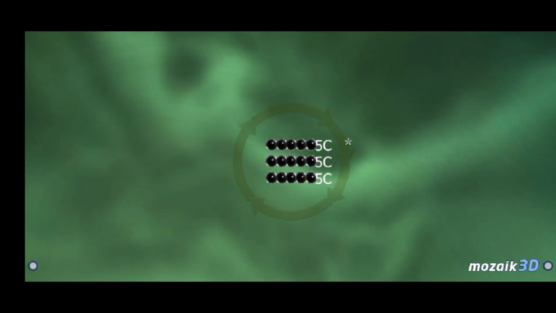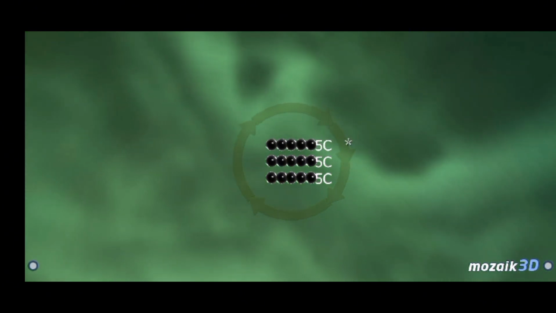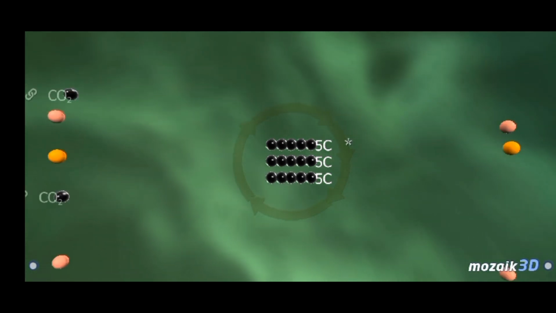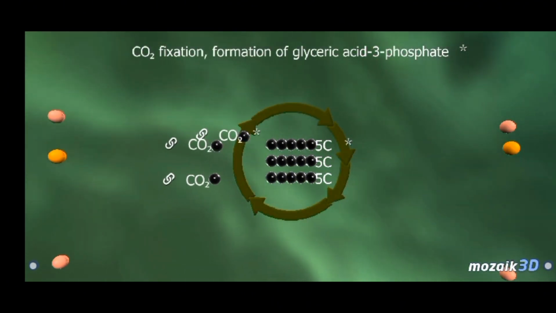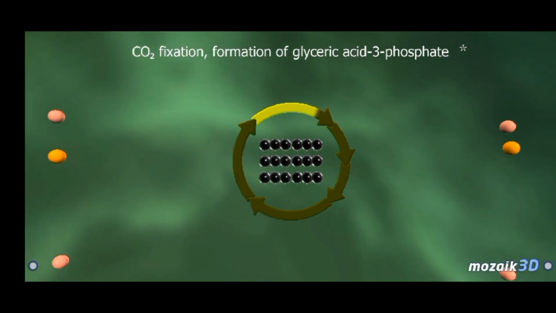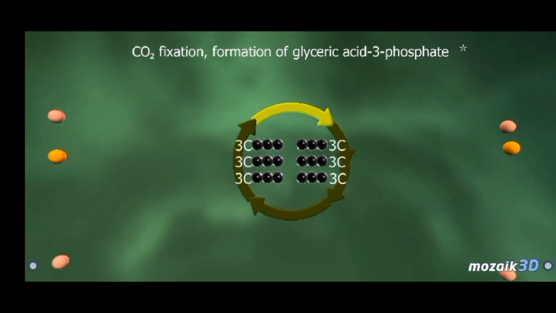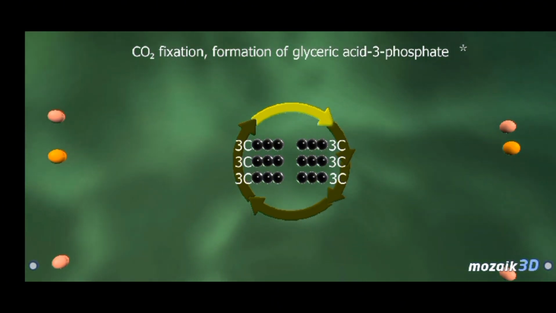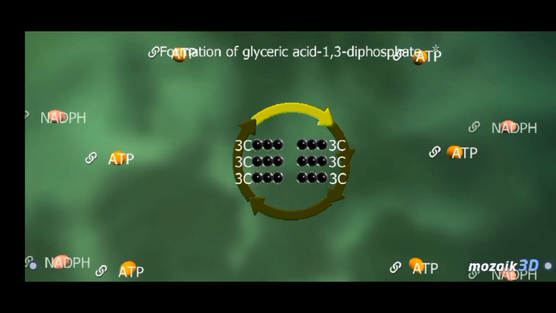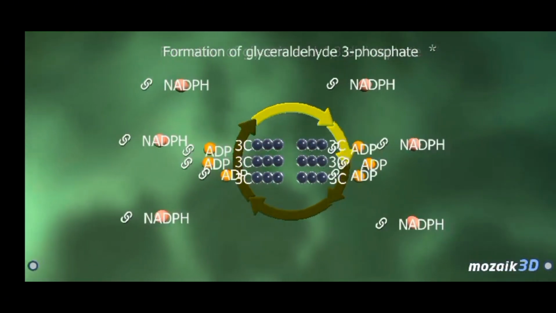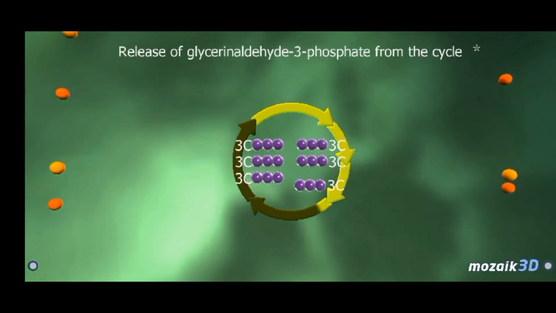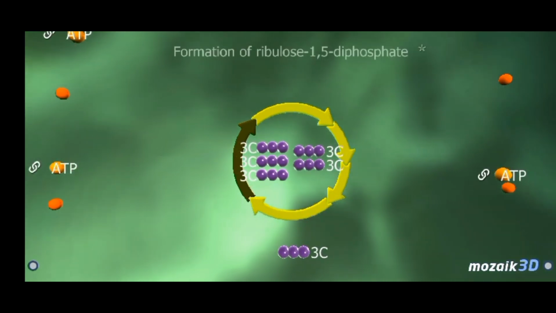Let's start with 3 5-carbon sugar molecules. They have 15 carbon atoms altogether. An enzyme protein incorporates 1 carbon dioxide molecule into each sugar molecule, while the product splits, and 6 3-carbon molecules are formed, with a total of 18 carbon atoms. Then, by using 1 NADPH and 1 ATP for each molecule, 6 glyceraldehyde 3-phosphate molecules are formed. One of these quits the cycle, while the others convert back to 3 5-carbon sugar molecules using 3 ATPs, and the cycle starts all over again.